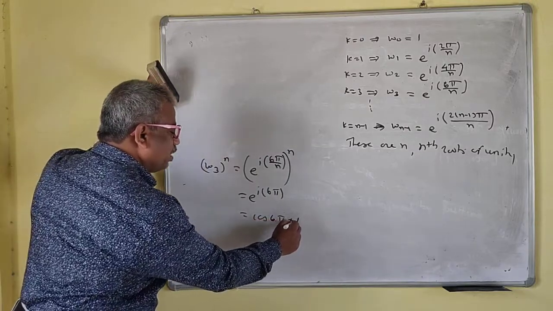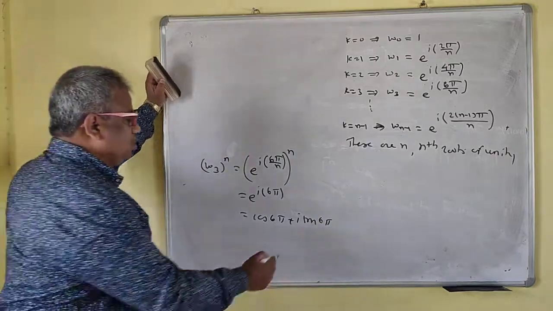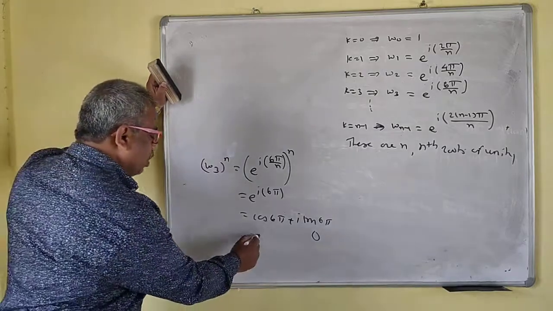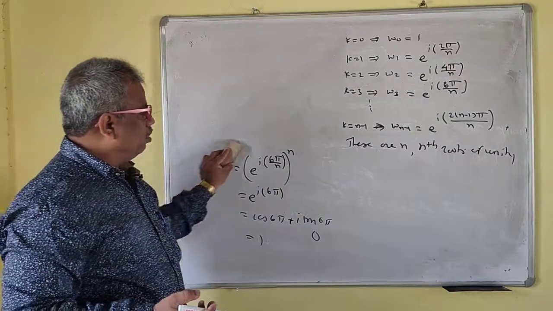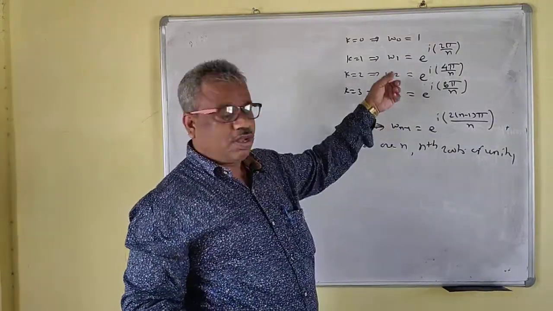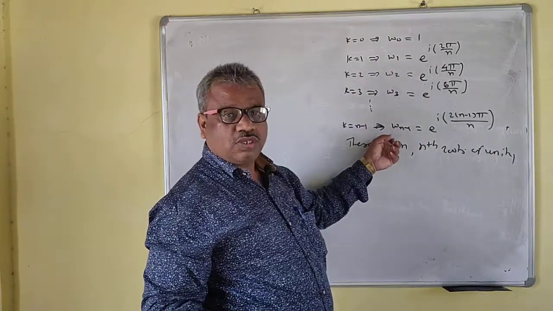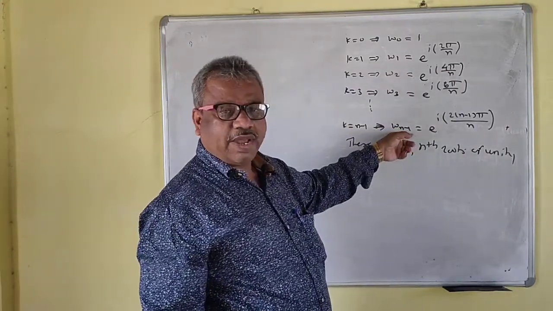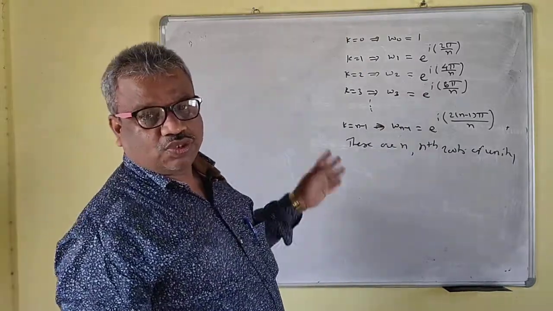So this is then cos of 6 pi plus i sin 6 pi. We know that sin n pi is always 0, and we know that cos of even times pi is always 1. So this is 1. If you take the power n of any of these roots, we get 1. If you find omega n minus 1 to the power n, it will be 1. So these are the nth roots of unity.